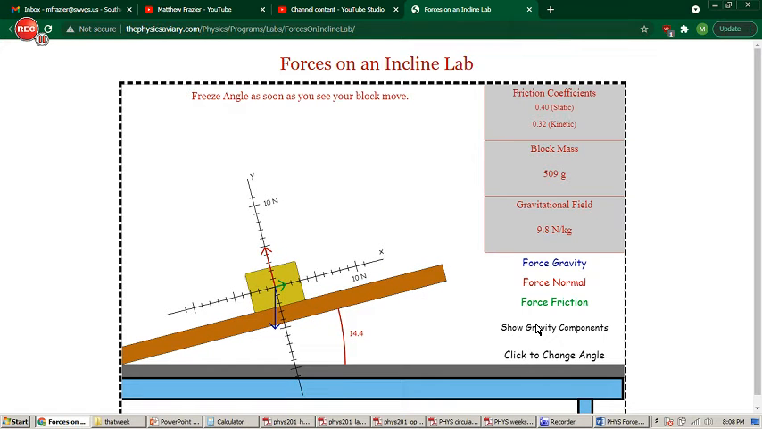I'm going to freeze it there. Now, if I show gravity components, you see there are two additional arrows. One in the y direction, which is, we can say this angle in here is about this 14-degree angle that is adjacent. So this part will be cosine of theta.